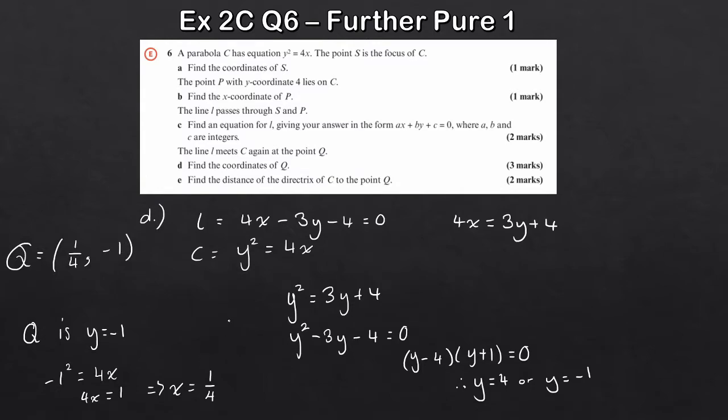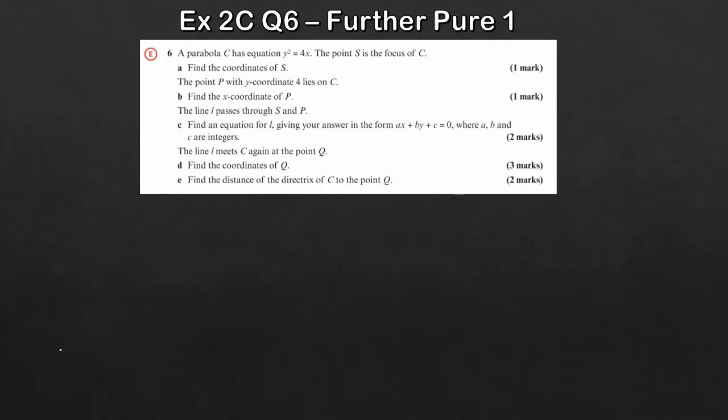And then finally, for part E, we're asked to find the distance of the directrix of C to the point Q. The first thing we should probably do here is write down the directrix. This is given again in your formula booklet, but you don't have to worry about memorising it, as it's really quite easy to remember. The equation for the directrix is x plus a equals 0. And remember, a is just your focus. So our focus here was a equals 1. So in this case, this is x plus 1 equals 0, which we can write as x equals minus 1, if we want it in terms of x.